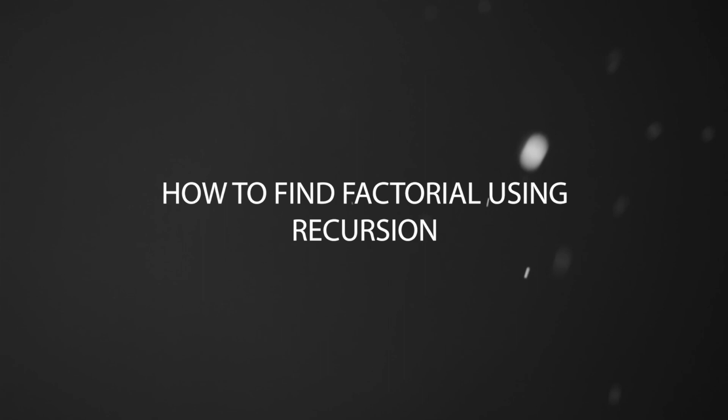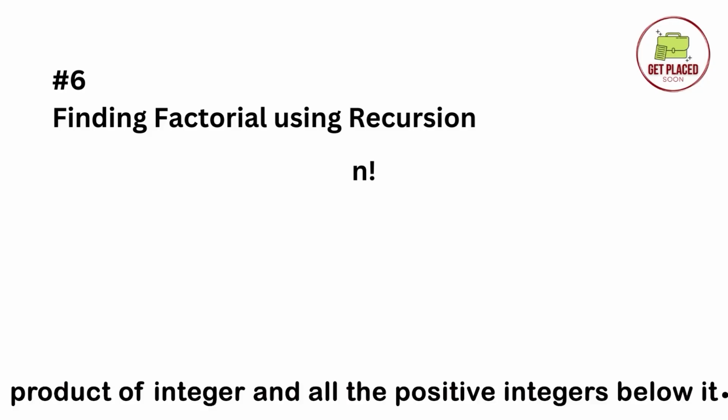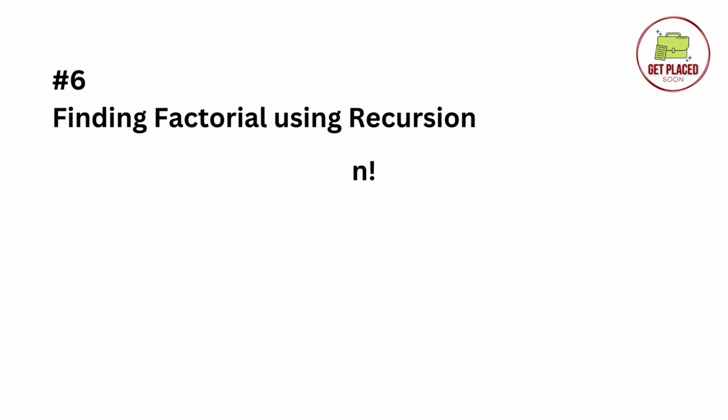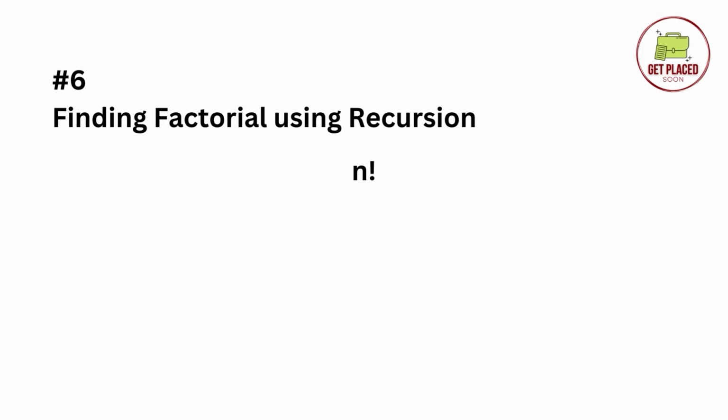In this video, let us see how to find factorial using recursion. Now let's understand what is factorial. Factorial is a product of an integer and all the positive integers below it. So, in simple words, the factorial of a number is obtained by multiplying the given number by all the previous whole numbers less than it till 1. Factorial is represented using n factorial, that is n exclamation mark, as shown in the slide.